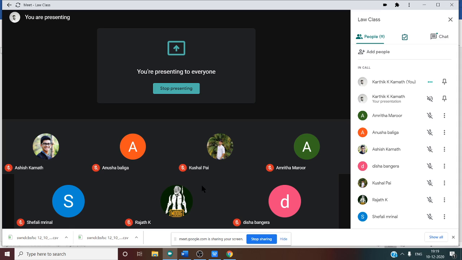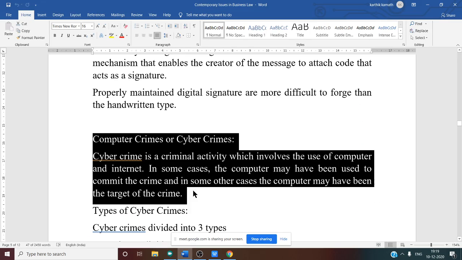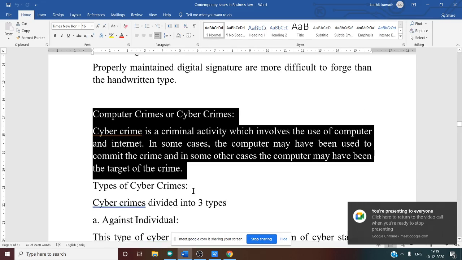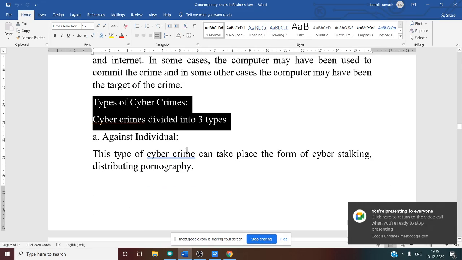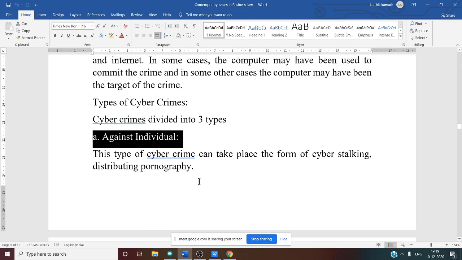Yes. So now we were talking about cyber crime. In that, major three categories are there. Types of cyber crime. First one, against individual. How can cyber crime happen against an individual?